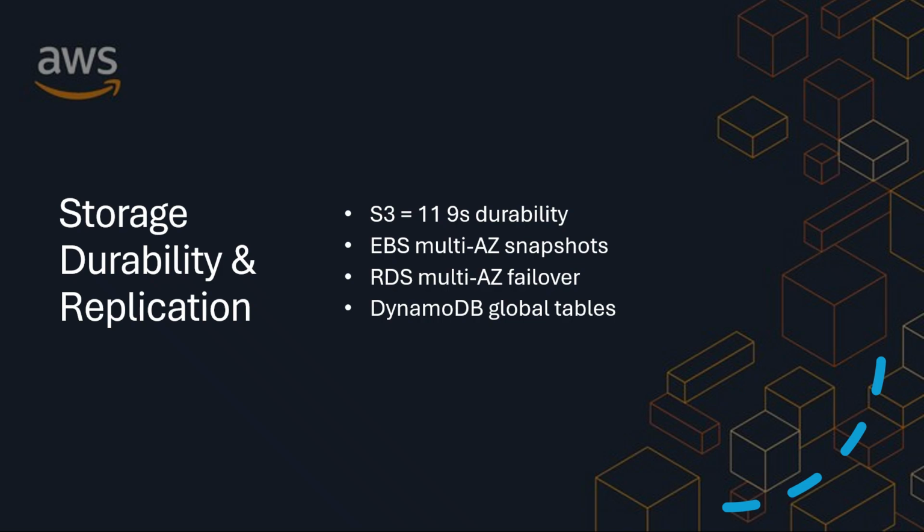Storage plays a huge role in resilience. Amazon S3 provides 11 nines of durability by replicating objects across multiple facilities within a region. EBS snapshots replicate data to S3 for long-term durability. With RDS Multi-AZ, AWS maintains a synchronous standby replica that automatically takes over if the primary fails. For global low-latency access and multi-region resilience, DynamoDB Global Tables replicate data across multiple regions with built-in conflict resolution.